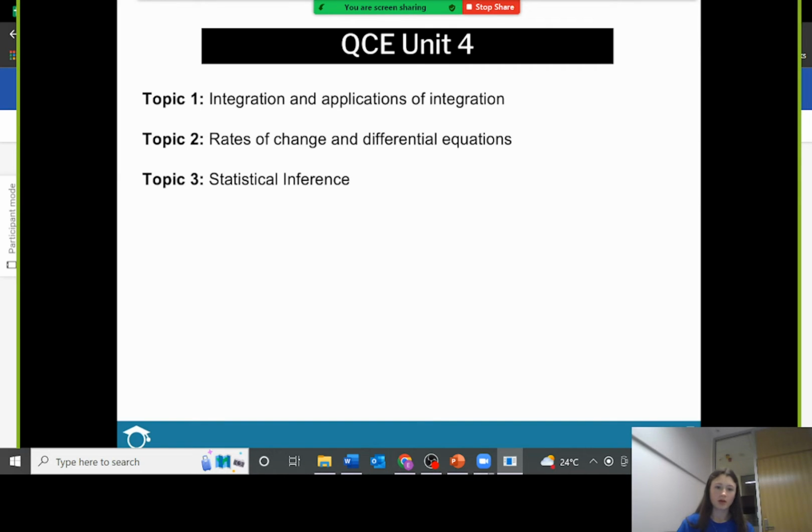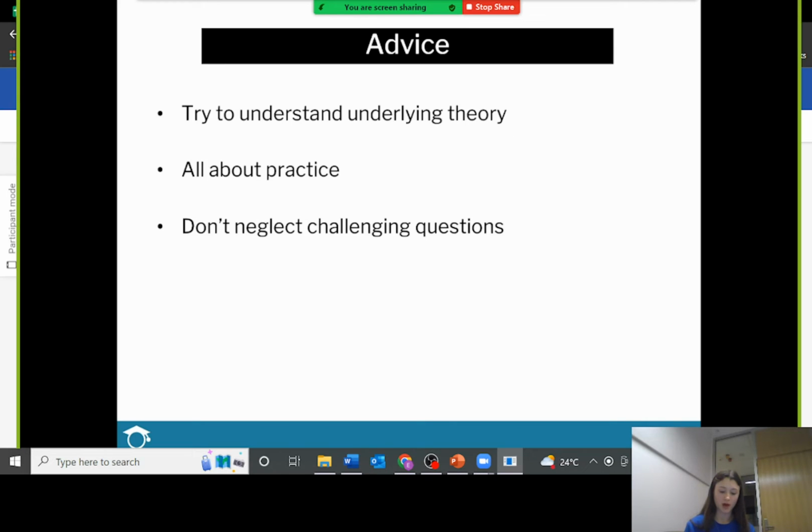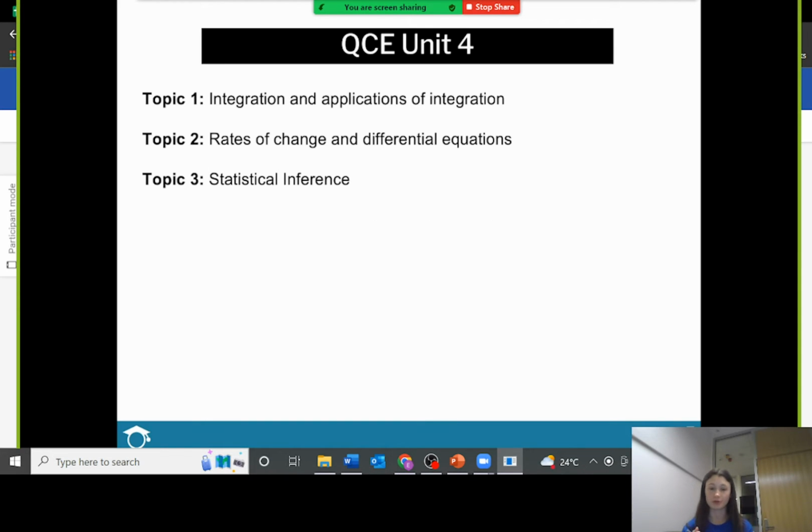For Unit 4, your 3 topics are integration, rates of change in differential equations, and stats. Today we're going to be going through those 3 topics, a brief overview, and then especially for integration, I'll go through all of the tips that I followed in Year 12.